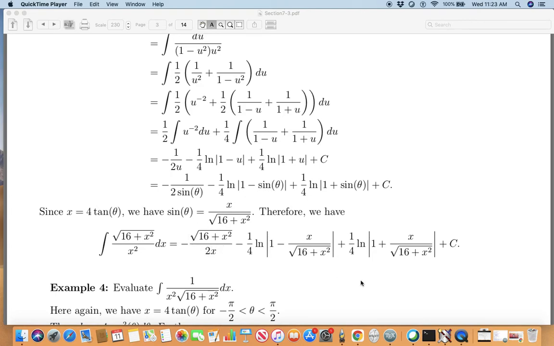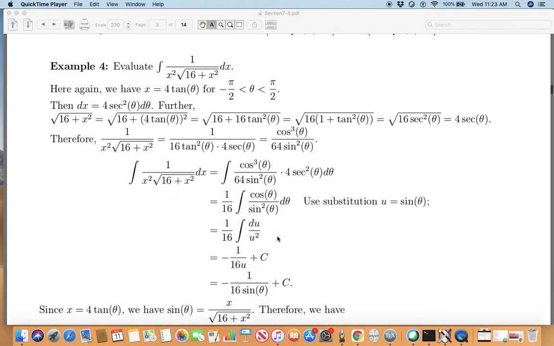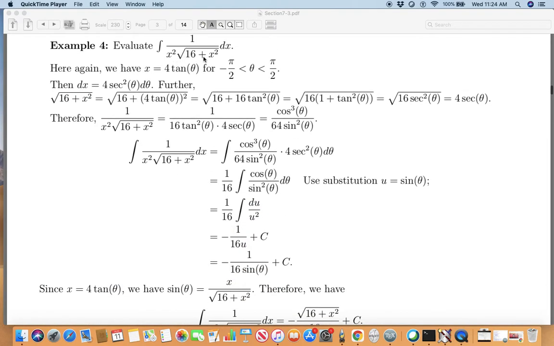All right, and that completes the discussion here. So it's a longish solution, but all it called for was substitutions. Another example with a plus.